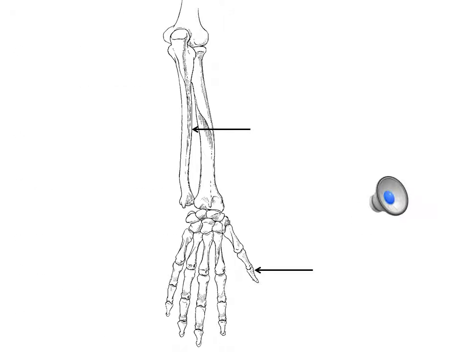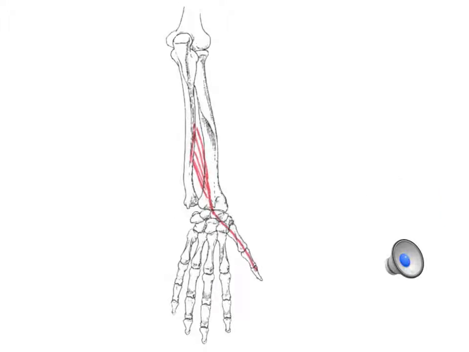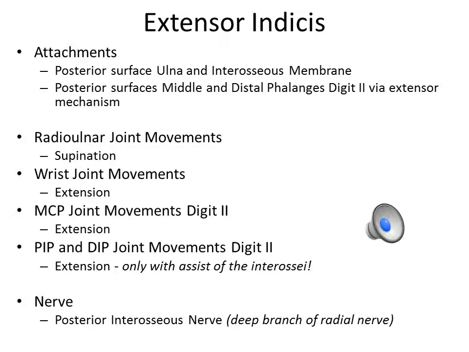Pause the lecture to go ahead and draw in the muscle attachments and its muscle belly. How does your drawing compare? Note that the tendon courses medial to the dorsal tubercle of the radius. Extensor indicis. The proximal attachment of extensor indicis is the posterior surface of the ulna and the interosseous membrane. Its distal attachment is the posterior surfaces of the middle and distal phalanges of digit 2 via the extensor mechanism.